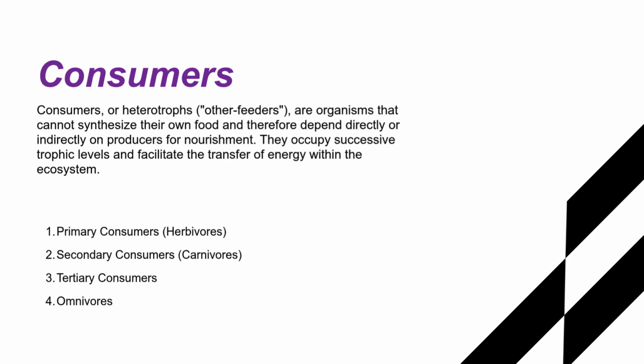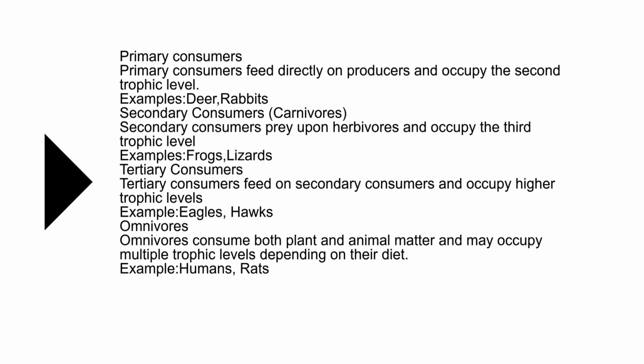Trophic level. So, what do you mean by this trophic level? The specific position that an organism occupies in a chain or a web, determined by how it gets its energy. So here let's see about these primary consumers. Primary consumers feed directly on the producers and occupy the second trophic level.